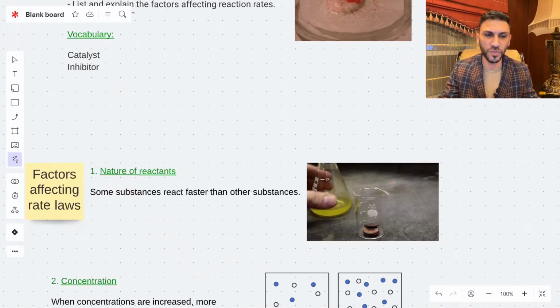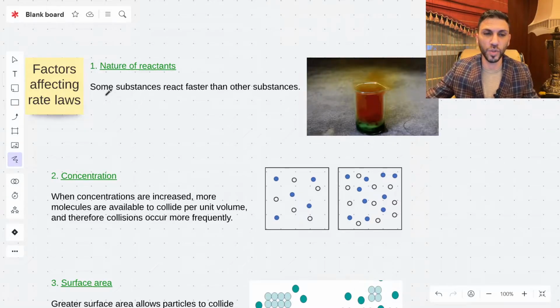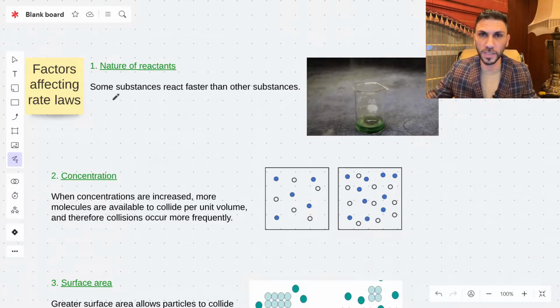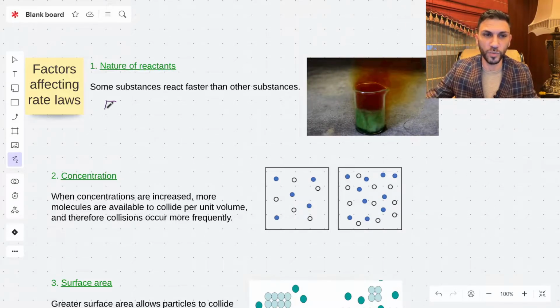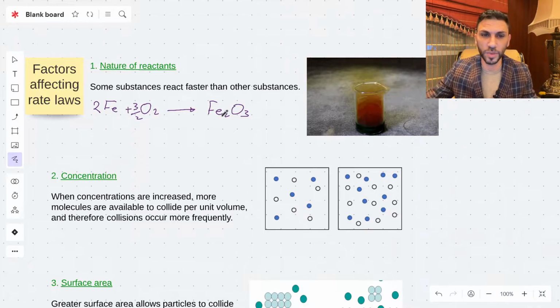So, the first factor that affects the reaction rate is the nature of the reactants, because some substances react faster than other substances. For example, the iron rust, sometimes it takes weeks, sometimes it takes a few months to occur. So, for example, if we have Fe, it's reacting with O2, the oxygen, to form the iron rust, which is Fe2O3. And to balance this equation, here we have 2 and here we have 3/2. This reaction takes time to occur.